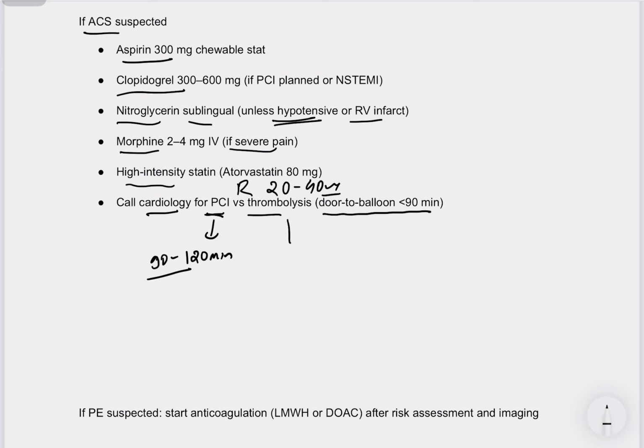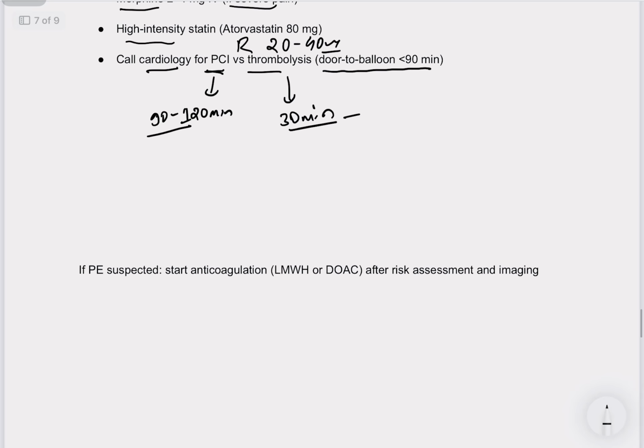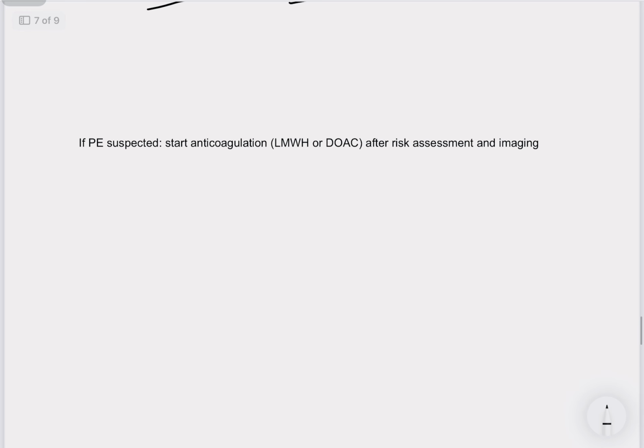But if your patient cannot reach a PCI capable center within 90 minutes, then you have to give thrombolysis within 30 minutes. Okay, you have to do thrombolysis within 30 minutes, and then send the patient to a PCI capable center. If you suspect PE, then you have to risk stratify the patient.